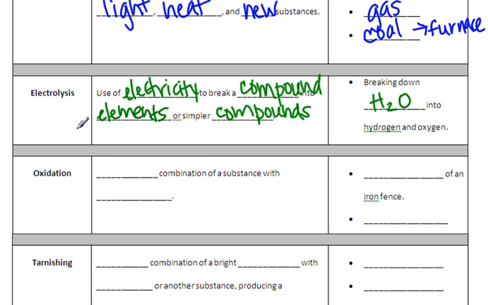Okay. One of the last things is oxidation. So oxidation is the slow combination of a substance with oxygen. So oxygen, oxidation. An example of oxidation would be the rusting of an iron fence or even a rusty car.